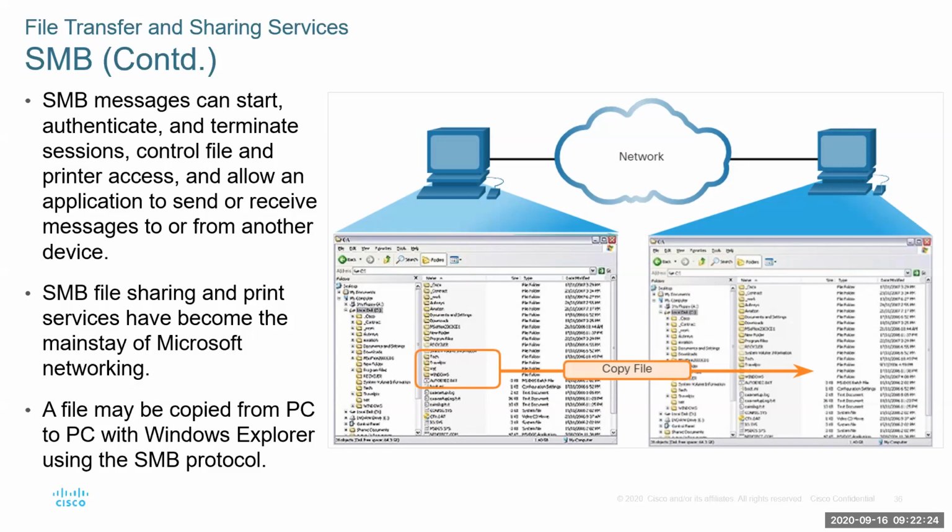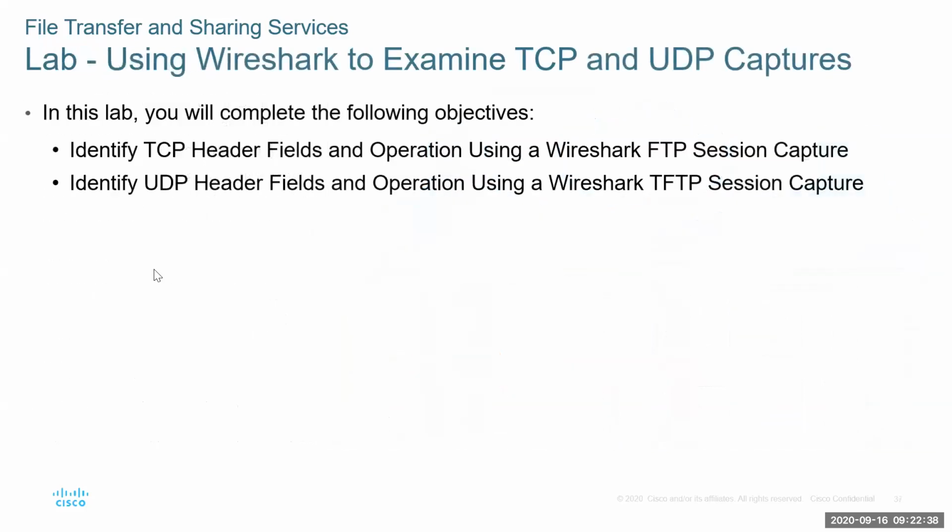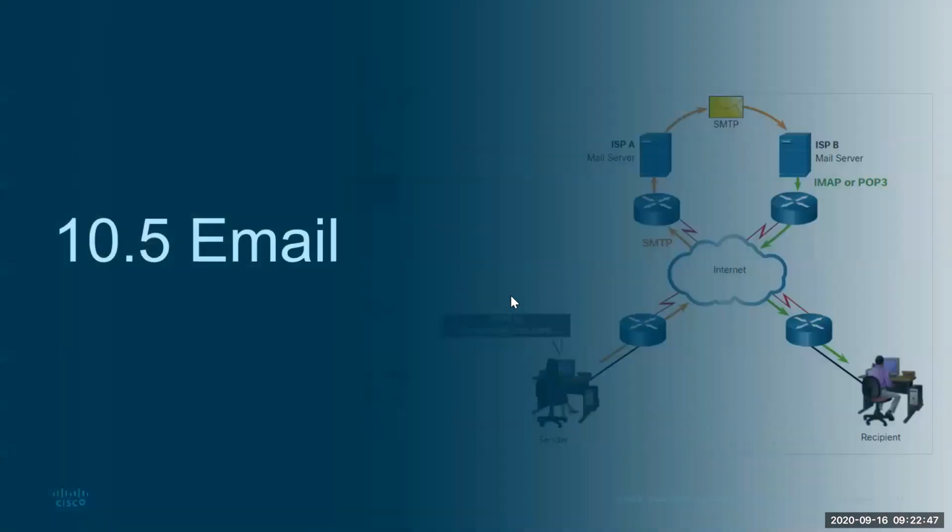You can use things like Windows Explorer. There are other file service protocols out there, but the ones built into Windows are File Explorer or Windows Explorer, and you just mount those files and transfer and copy those back and forth. So you'll do a Wireshark in order to capture an FTP and a TFTP session.